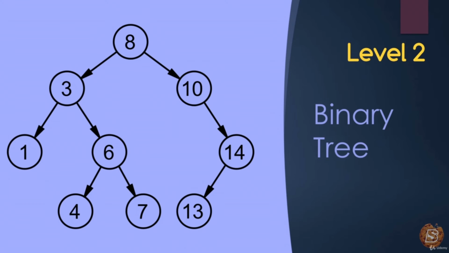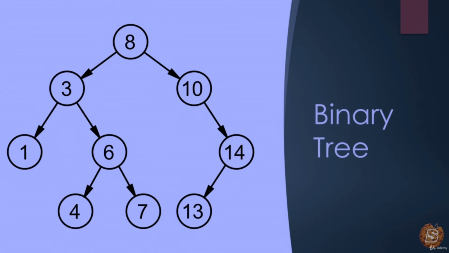Then at level 2 we have child nodes 1, 6 and 14. And then at level 3 we have nodes 4, 7 and 13. One more way of looking at this binary tree is that we can divide this into left and right portions.